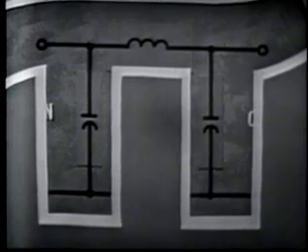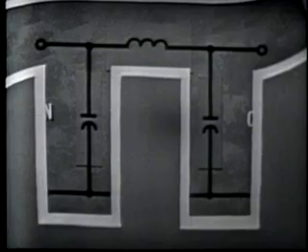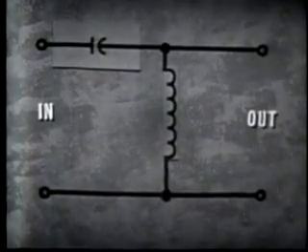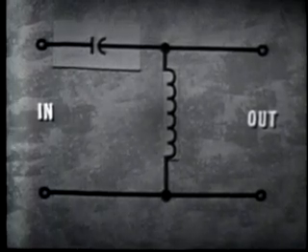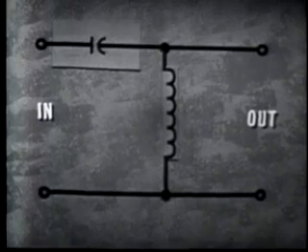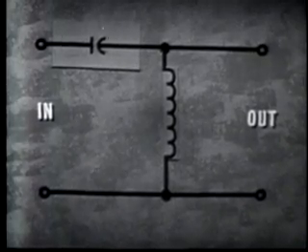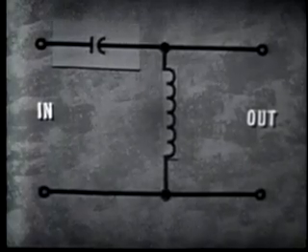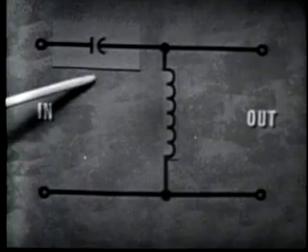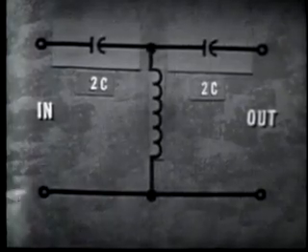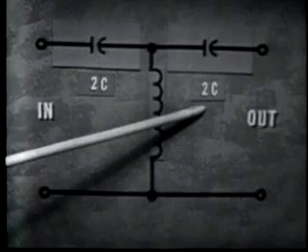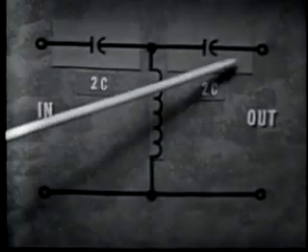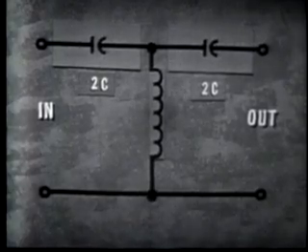For example, let's consider the L section high-pass filter. To construct a T section filter with the same frequency response as this basic L section, we must use two capacitors in series. Since capacitors in series are added like resistors in parallel, each capacitor must equal twice the value of this single capacitor. So, 2 times C here on the input and 2 times C here on the output. Total capacitance is still the same as in our original configuration.